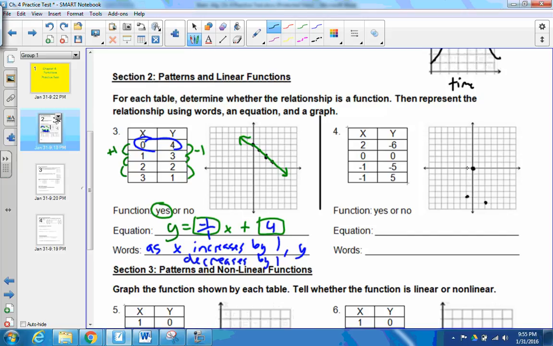Negative 1, positive 5. All right, I don't think there's any way to connect the dots to make that work. And before we try to make an equation or anything, let's look at this. Right there, it does not pass the vertical line test. There's 2 points on that line, so that means that it's not a function. Look at that vertical line. So not a function, so no equation could work.